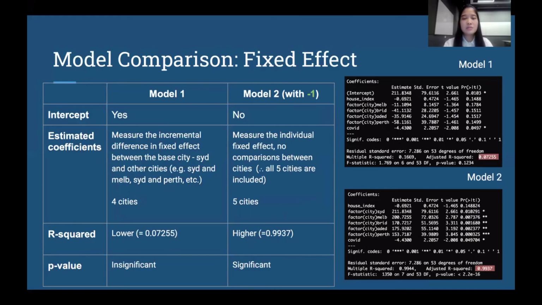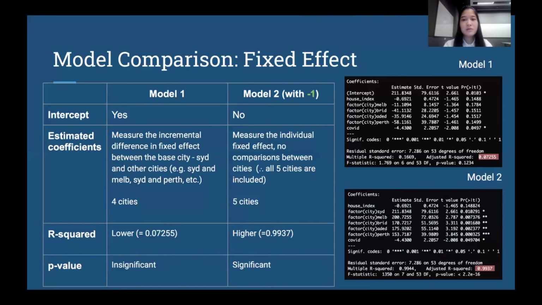This leads us to the contrast between the estimated coefficients of dummy variables for cities other than Sydney in the two models. In model 1, the estimated coefficient of, for example, factor city Melbourne measures the incremental difference in fixed effect between the base city, Sydney, and Melbourne. On the other hand, it measures the individual fixed effect of Melbourne in model 2.